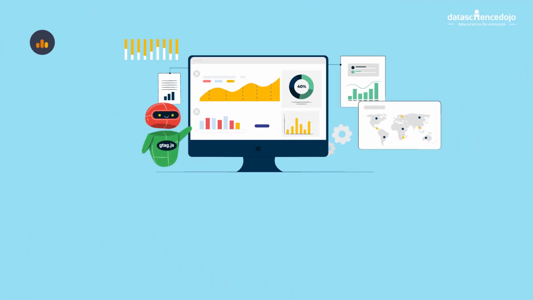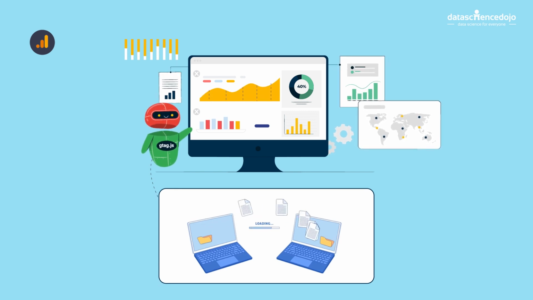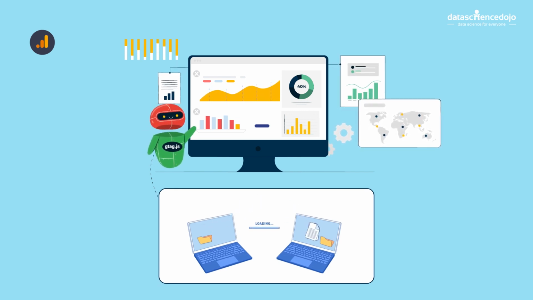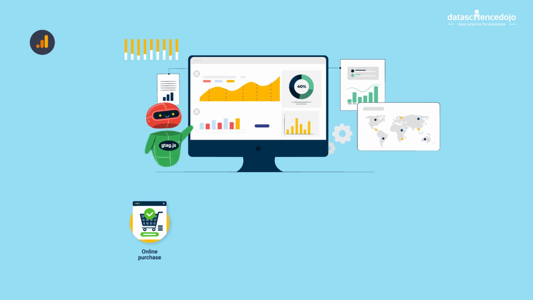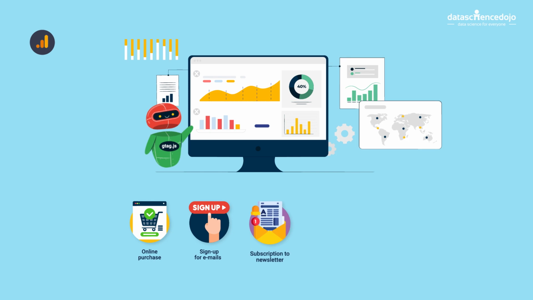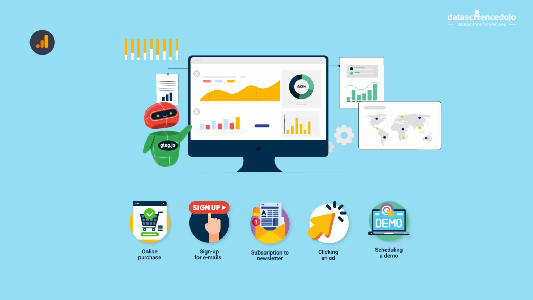Once your tags are connected, gtag.js will send data to Google Analytics when an event occurs. An event can be any activity on the website, such as purchase, sign up for emails or subscription to newsletter, clicking an ad, or scheduling a call or a demo.